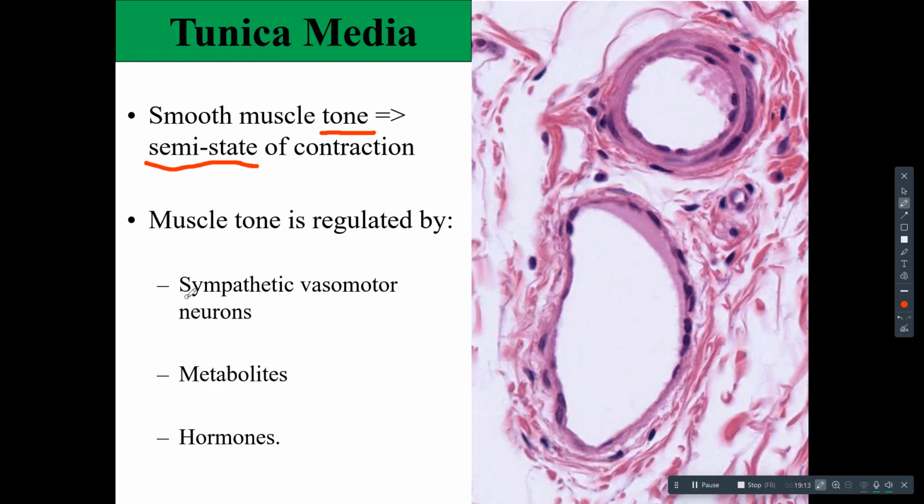And by the way, those neurons belong to my sympathetic nervous system, my fight or flight system. But that muscle tone is also impacted by hormones as well as metabolites, like things that are produced by working tissues. That's what we mean by a metabolite. Okay, let's look at a pic that might elucidate things a bit.